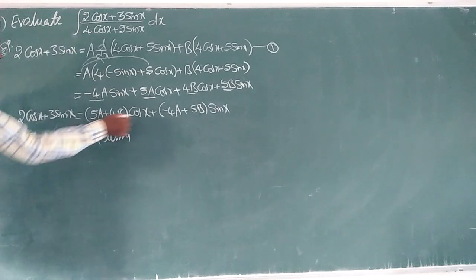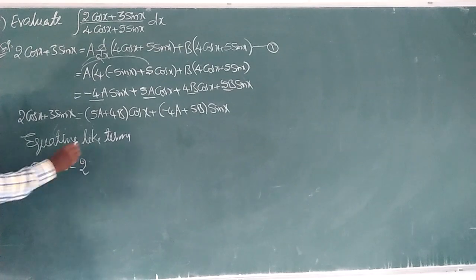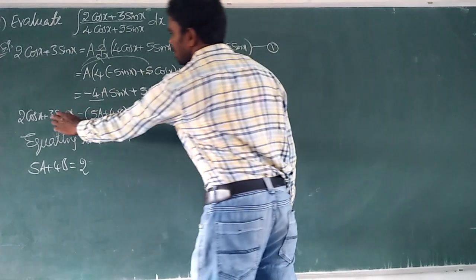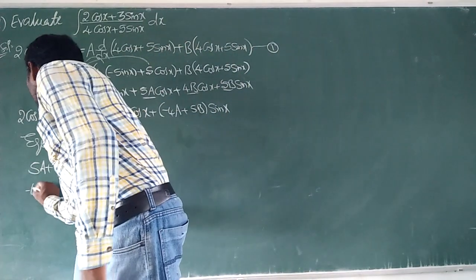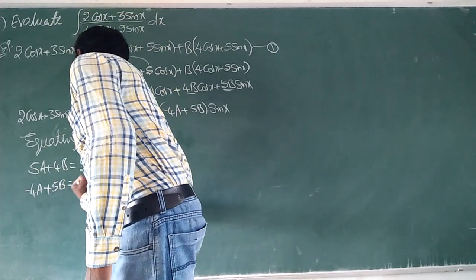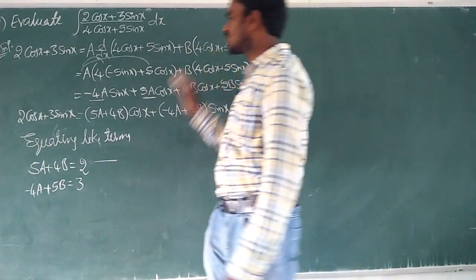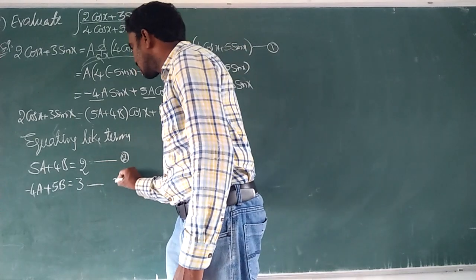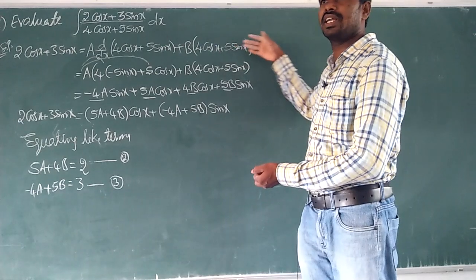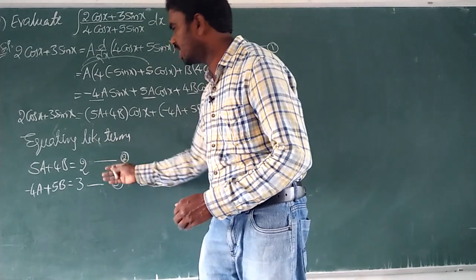Equating like terms. So the cos x term: 5a plus 4b is equal to 2. Next, the sin x coefficient: minus 4a plus 5b is equal to 3. So this one is taken as equation 1, and these are equation 2 and equation 3. In the previous question also, you can treat the first numerator as equation 1, the remaining as 2, 3, no problem. Now we should solve equations 2 and 3.